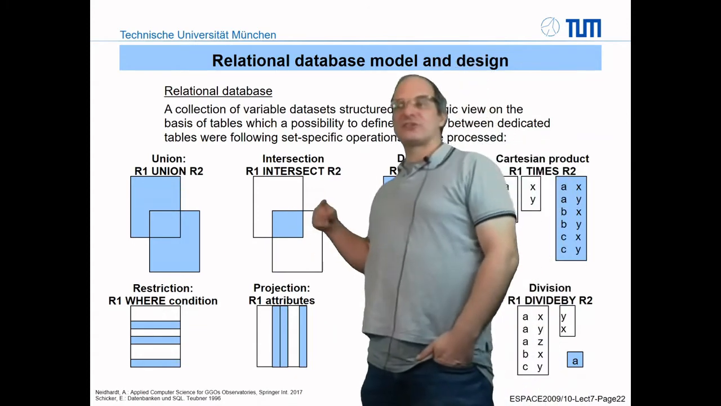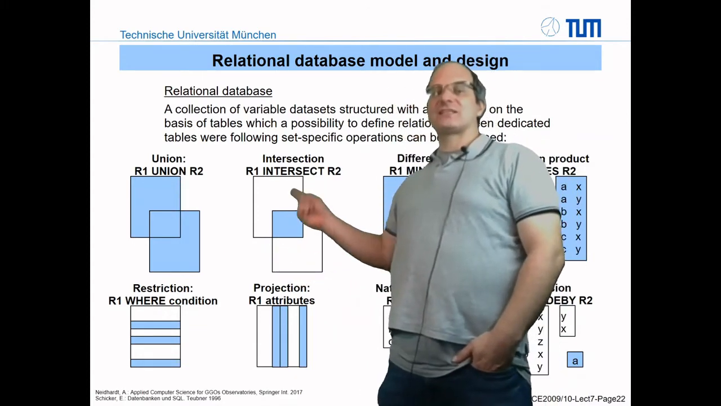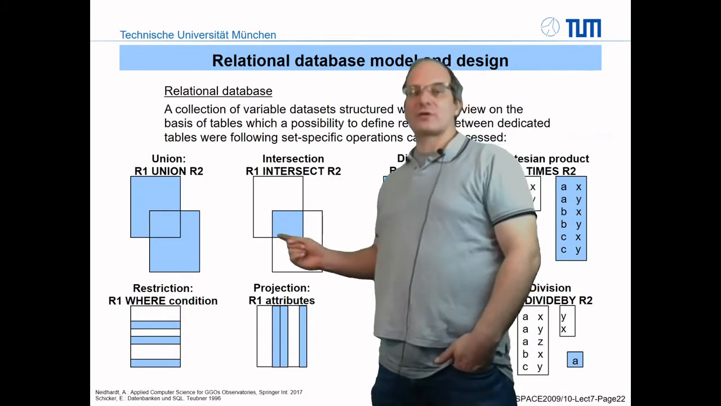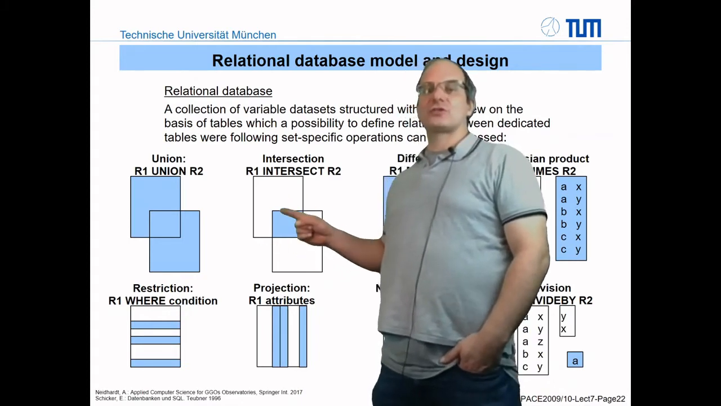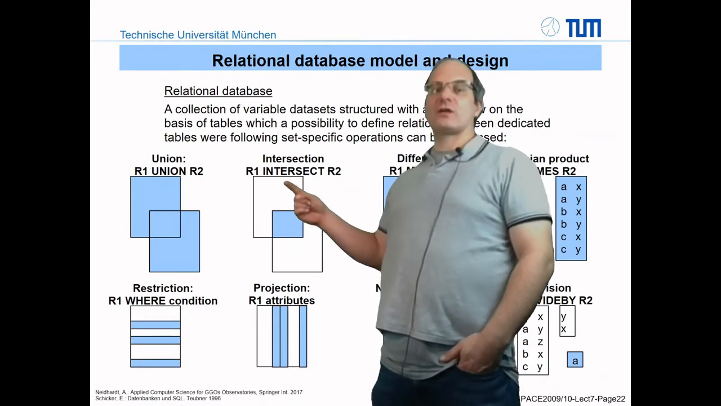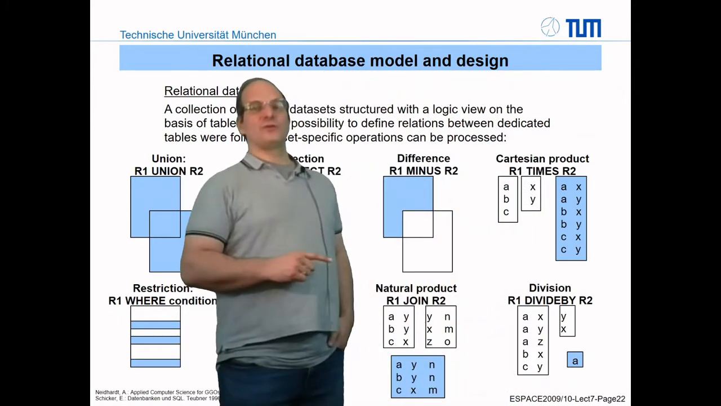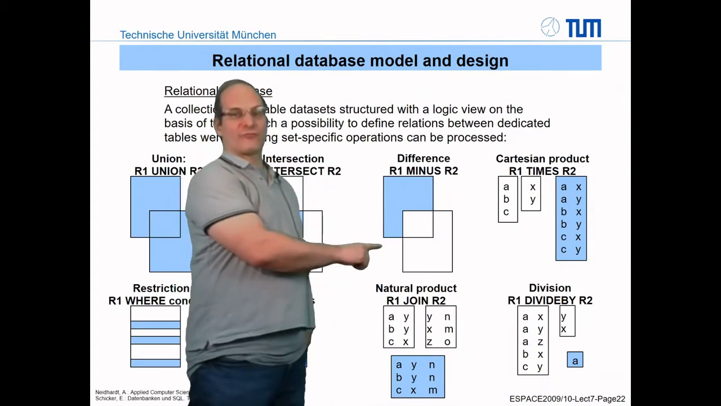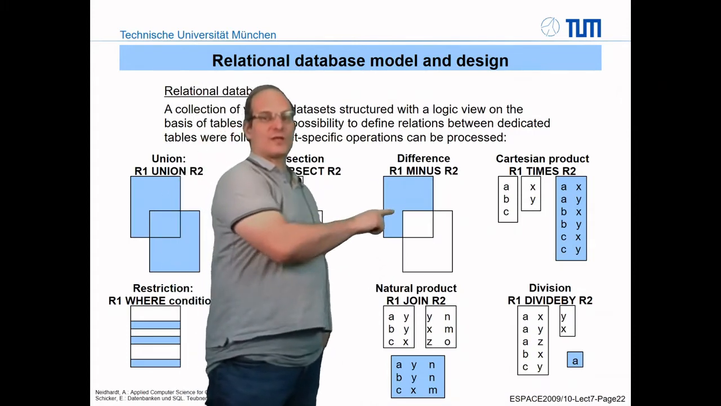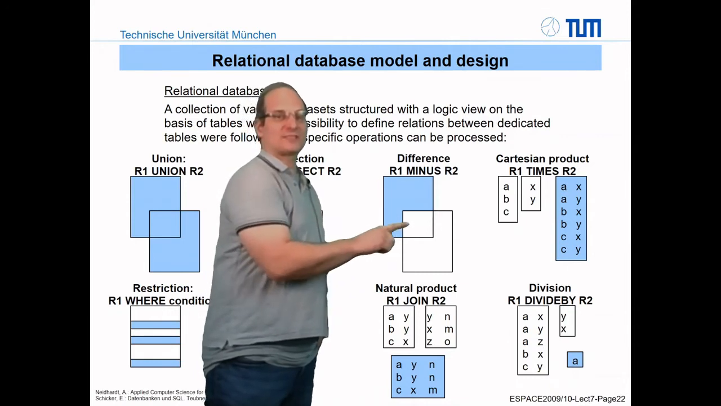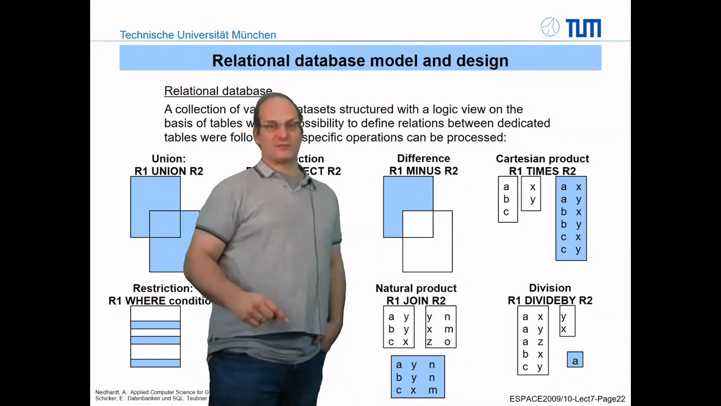So you have an intersection. In the intersection you have a dataset 1 and a dataset 2, and you search the common part. So you search things which appear in the one and in the other. This is often used. Then you have a difference. So for example, you have dataset 1, you have dataset 2, and the difference is that you have just the rest, which is not part of the dataset 2.